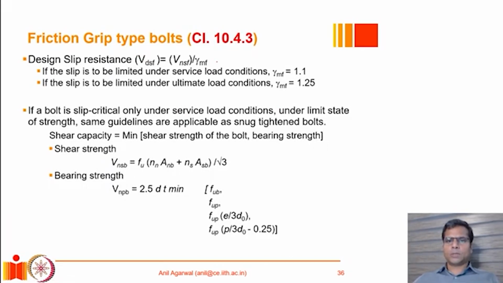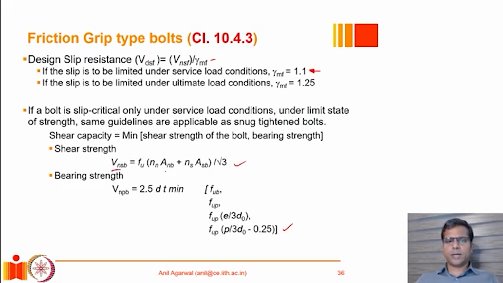Now, just to reiterate, the two different material factors of safety: for service load conditions, if it is slip critical, we will be taking 1.1. But for ultimate conditions, that is the strength limit state, if we want the connection to behave as a slip critical connection, then the factor of safety will be taken as 1.25. Now, in such a situation where the connection is assumed to be slip critical only for service conditions, for ultimate loads we would design the connection just like we did design the bearing type connection.